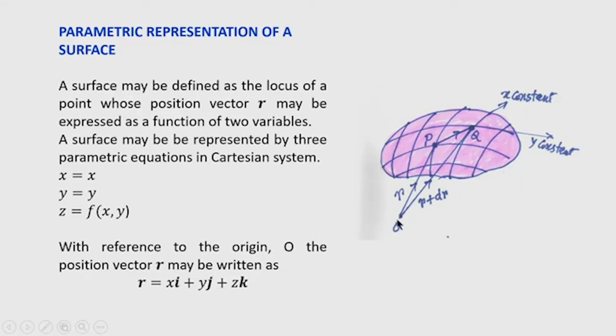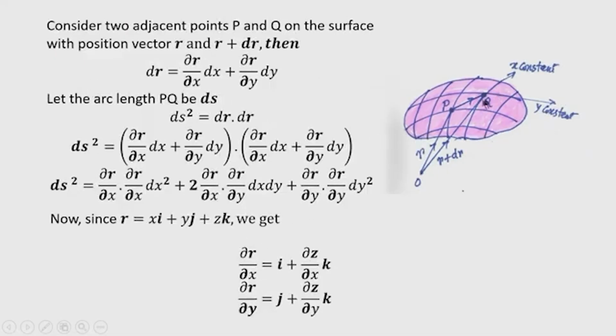r is the vector which is directed from O to P, and the magnitude of r is nothing but root over x square plus y square plus z square. So, the position vector of P can be represented by the vector r equal to x i plus y j plus z k. Now, let us see if I can express dr, the small distance from P to Q, with the help of the derivative of the position vector, then we will be able to find the arc length.